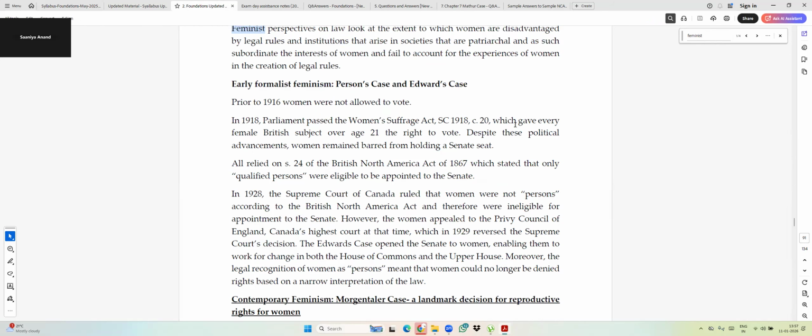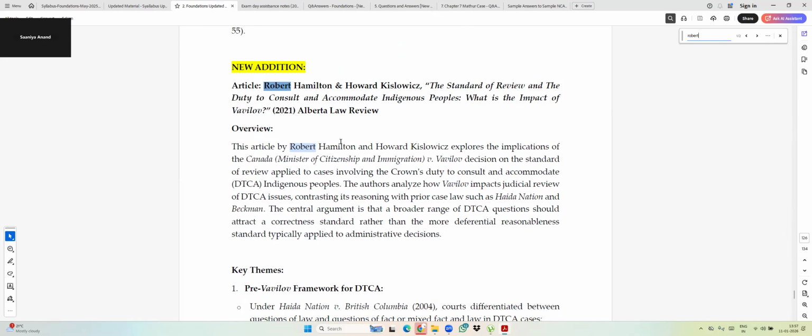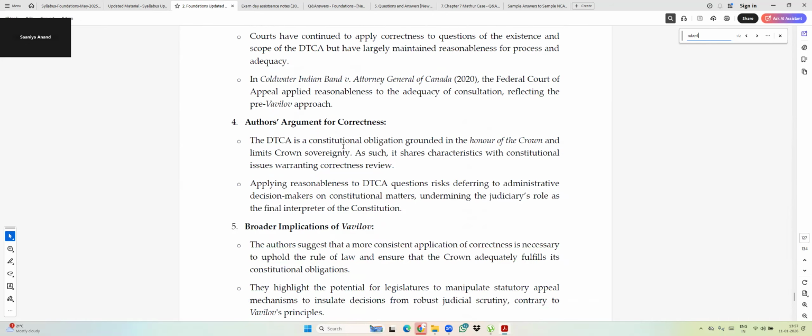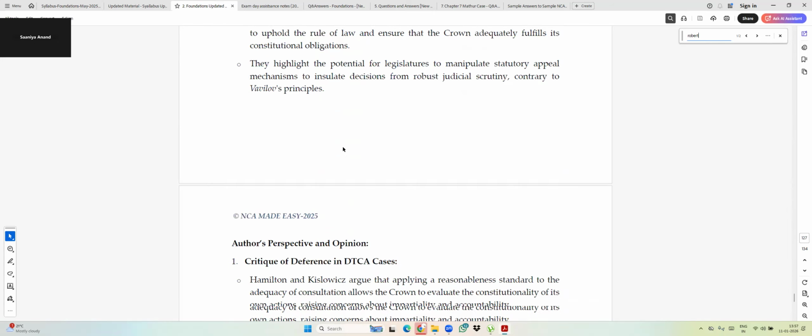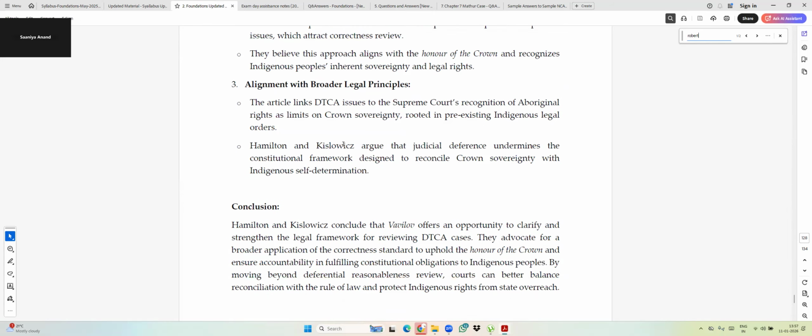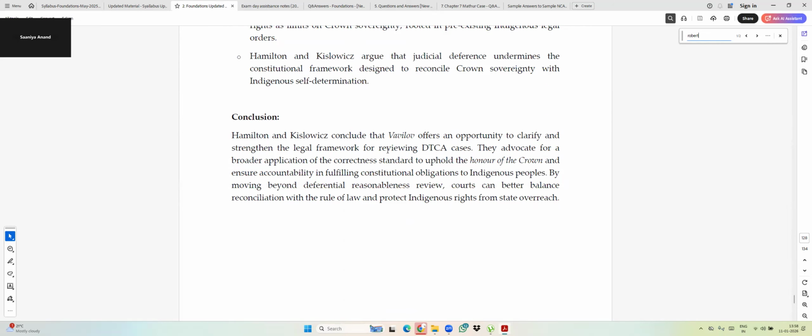So I think basically what the author is saying is that there are four triggers, right? In the duty to consult, you have... just one second. So I think basically what he's saying is that Vavilov said reasonableness is the default position, but I think he's talking about the fact that it doesn't really apply properly. Why am I getting so confused? Hold on.